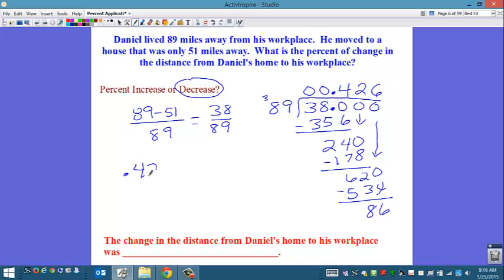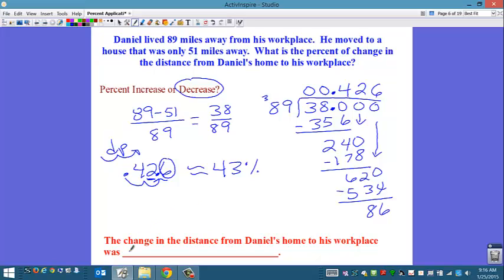So we have 426 thousandths. We're going to do our DP, move 2 places to the right. 1, 2. So our decimal is going to go here between the 2 and the 6. We're going to round to the whole percent. So that's our rounding place, the 2. Circle the 6. Since the 6 is greater than 5, we're going to round our 2 up to the next number, which is 43. So our answer is going to be 43%.